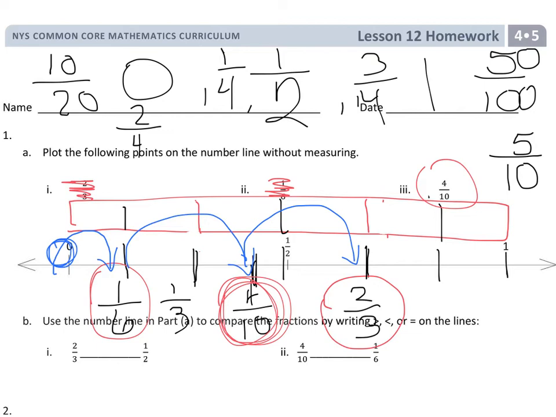And now you could use the number line to do the second part, B. So B says use the number line to compare. Well, how does 2/3, the number right here, compare to 1/2, the middle? Well, 2/3 is farther away, so it's larger. So go ahead and say 2/3 is bigger. And 4/10, the one that we just worked on figuring out, it's right here. How does it compare to 1/6? Well, 4/10 is farther away than 1/6, so it is larger. So you put the greater than sign.